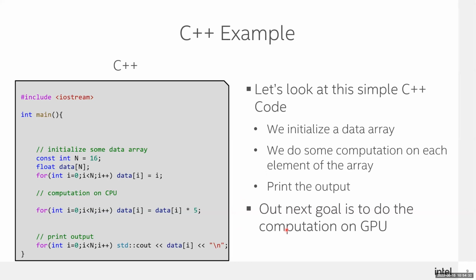Right. So our next goal here is to do this computation on the GPU. So this section of code, let's say you want to run it on the GPU. You want to do this computation on the GPU, right? So how do we do this? That is what SYCL will help you to do. Because with C++, the code that you run will execute on the CPU. And now if we want to offload a section of the code to the GPU, that's when SYCL comes into the picture.